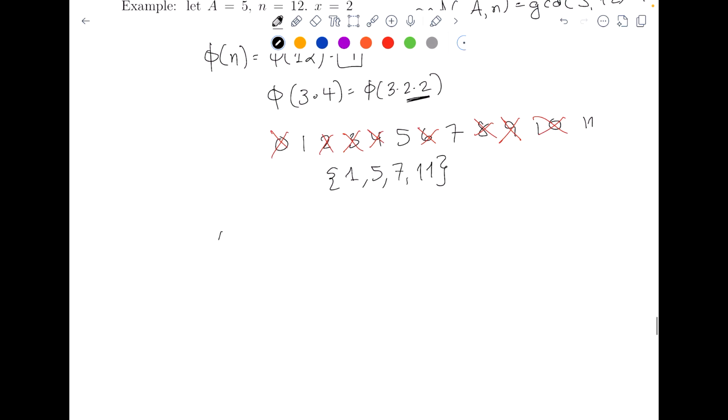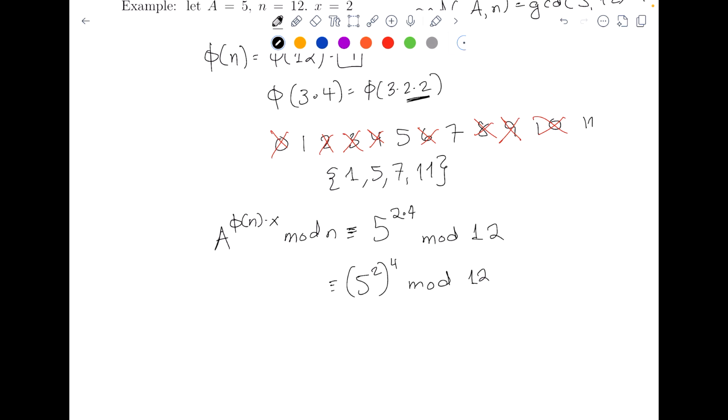So let's go through with a to the phi of n times x mod n. This is equal to 5 to the 2 times 4 mod 12. And we can rewrite this. This is 5 squared to the 4 mod 12. And one thing you want to be careful of here is to use that triple equals, because these are congruent, not equal, congruent. 5 squared is 25, which I know is equivalent to 1 mod 12 because it's 24 plus 1. And that is in fact equivalent to 1 mod 12, which was what we wanted.